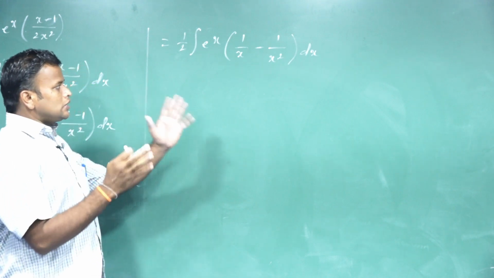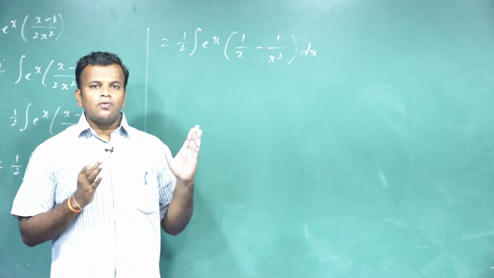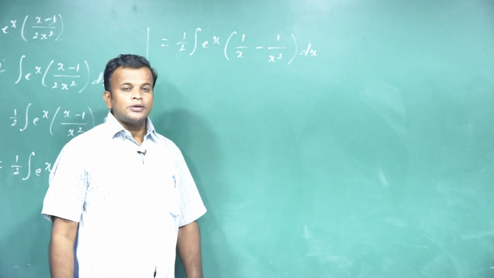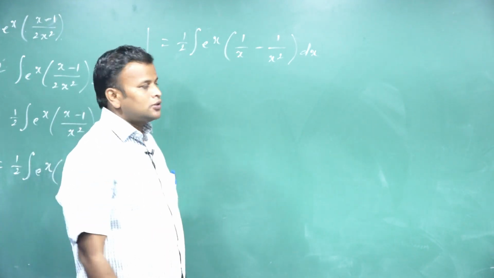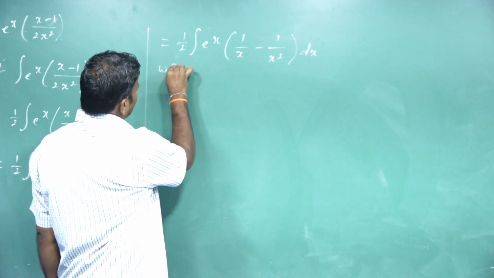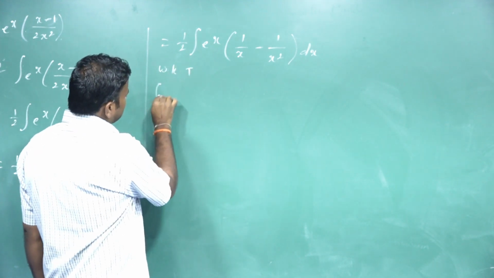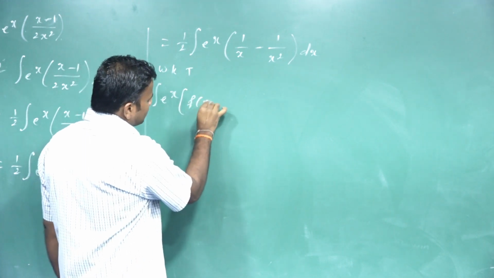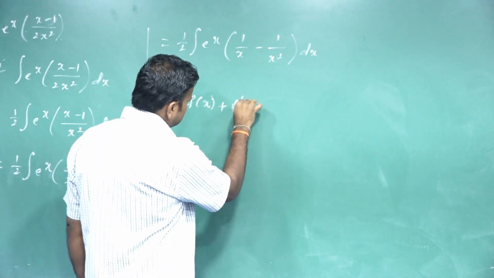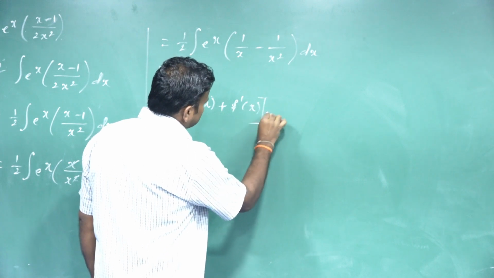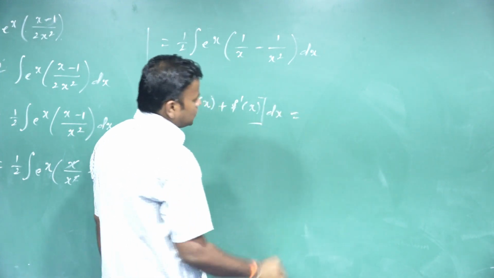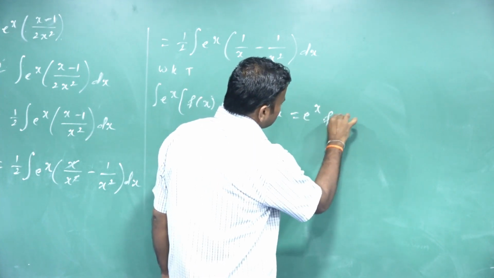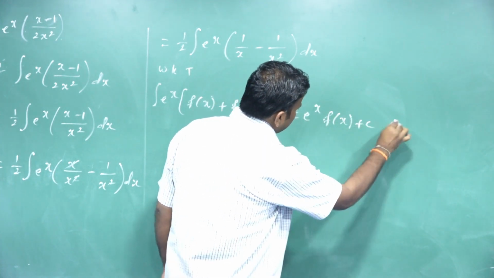Now exactly it is of the form. The differentiation of one is the other. The differentiation of 1 by x is minus 1 by x square. So you must write the formula. What is the formula? Integrating e power x of f of x plus f dash of x into dx. The formula is e power x f of x plus c.